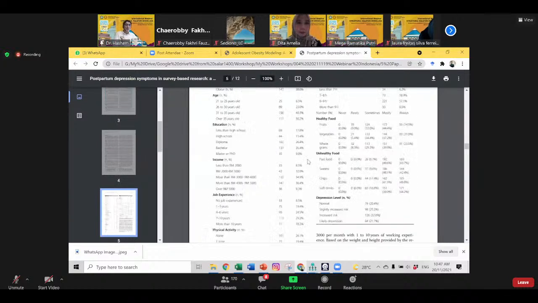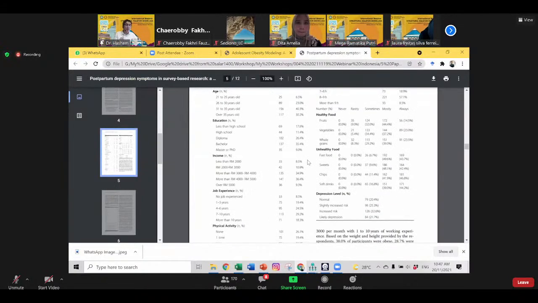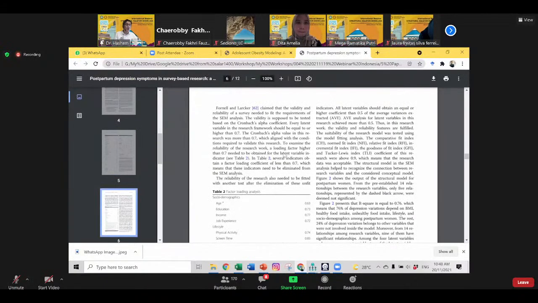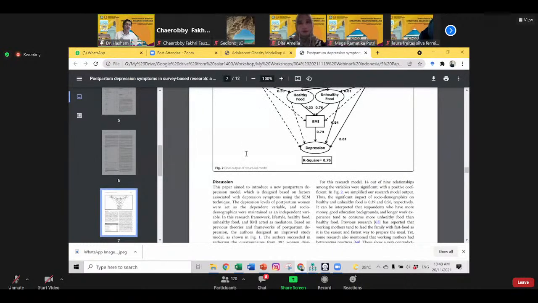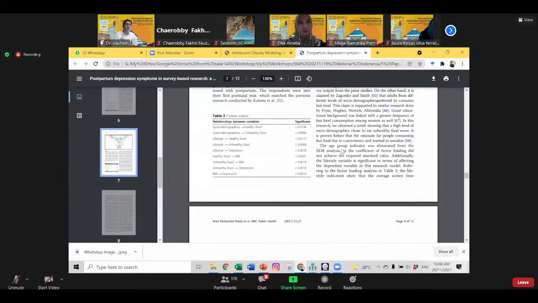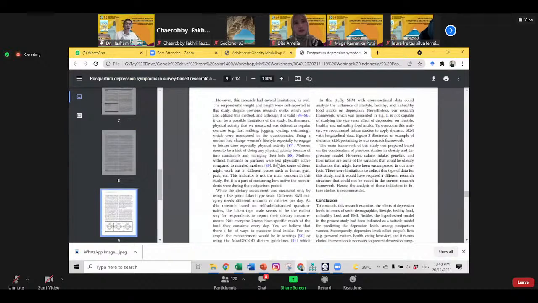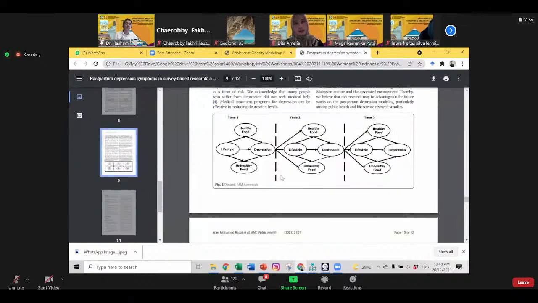So, as I said, descriptive statistics from the beginning, and after that factor loading, and then the structural model, and then this is the relationship with the significance. But also sometimes you put, for example, longitudinal modeling, so time 1, time 2, and time 3 as a future study. It's called a dynamic SEM framework, right? So I suggest that here.